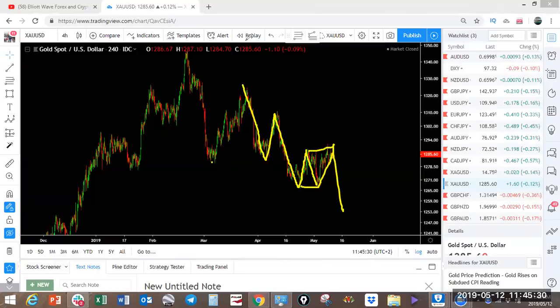Okay, it could be even doing something like this. A move here, correction, and a move, and giving us this structure. Okay, that's just a thought. But for now, we can see that there's a corrective structure here. Let's focus on this and see if we can get this drop.